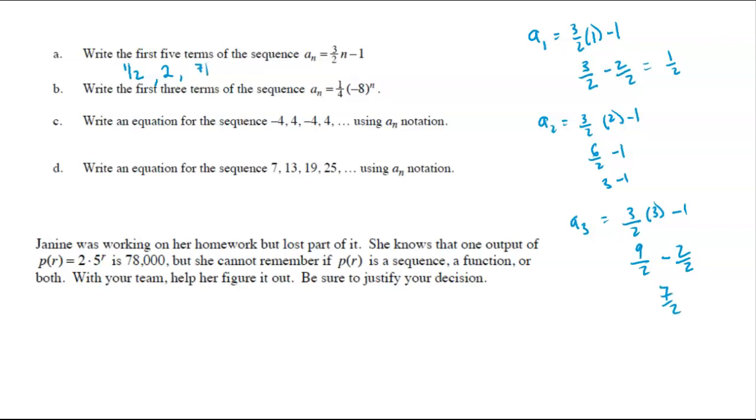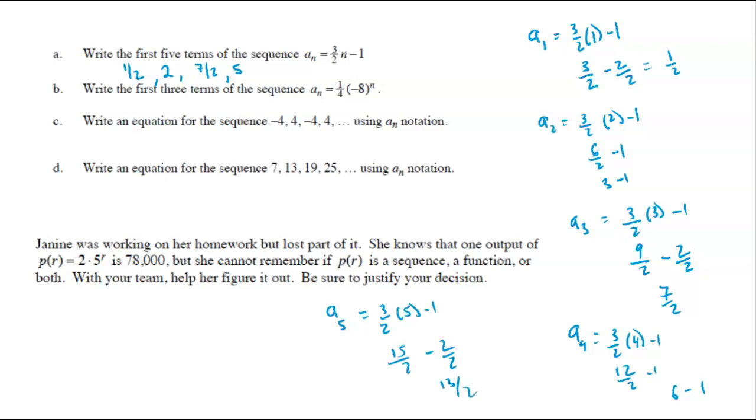And again, you can keep these as fractions or decimals. I'm going to leave them as fractions. So this will be times 4. So 12 over 2 minus 1 is 6 minus 1, so this should be 5. And then last but not least, A of 4 would be 3/2, oh sorry, A of 5. My bad. A of 5 is 3/2 times 5 minus 1. So 15 over 2 minus 2 over 2, so 13 over 2. Excellent.